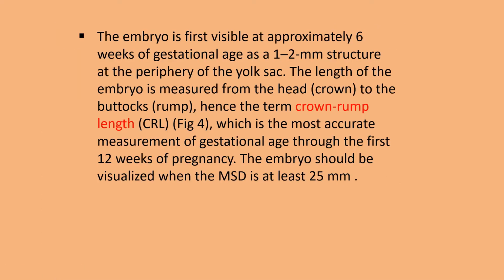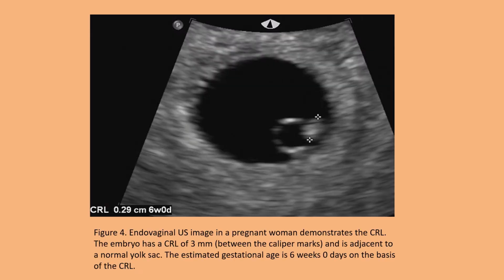The embryo. The embryo is first visualized at approximately 6 weeks of gestational age as a 1 or 2 mm structure at the periphery of the yolk sac. The length of the embryo is measured from the head, crown, to the buttocks, rump. Hence the term crown rump length, which is the most accurate measurement of gestational age through the first 12 weeks of pregnancy. The embryo should be visualized when the mean sac diameter is at least 25 mm.